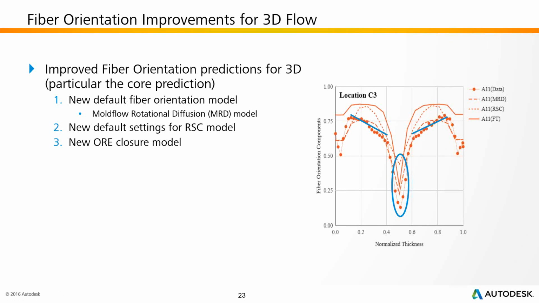We have developed a new fiber orientation model that we call the MRD model, Moldflow Rotational Diffusion model. That's now able to do a good job in capturing the effects at the skin as well as at the core layer. So we see the fiber orientation tensor going below 0.5. On the experimental side, we go to, let's say, almost 0.1, so almost a pure transverse orientation. We are not quite that far, but very close with the new MRD model.